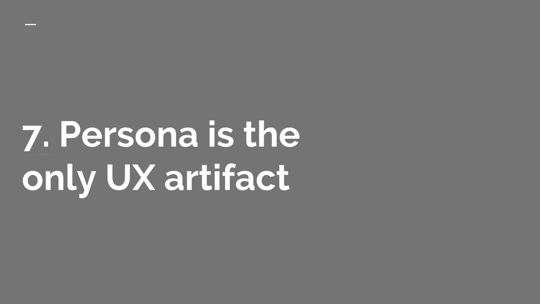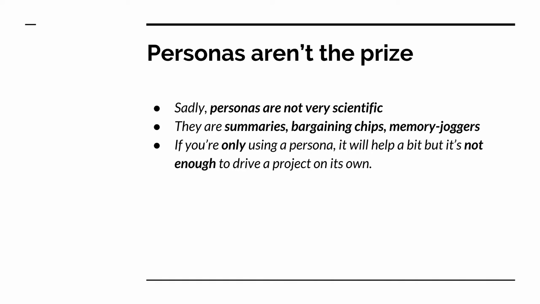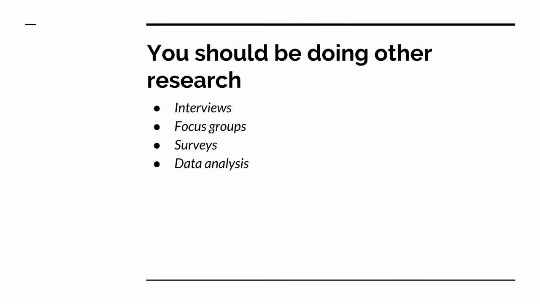So the last problem, I actually think there might be another problem that I added on the end, but the persona is the only UX artifact. Personas aren't really the prize. This is not the reason why we do design thinking, UX, all that stuff. They're not very scientific. They're a memory jogger, a bargaining chip, a summary, something that helps us remember all that really good research work that we did. It's not actually the reason why we do this. If you're only using this persona, it will help a bit, but it's not enough to drive an entire project on its own. We need to have other data and research backing it up. There's a whole lot of discussion in the UX world about how this is a bit outdated, and I'll get to that a little later.